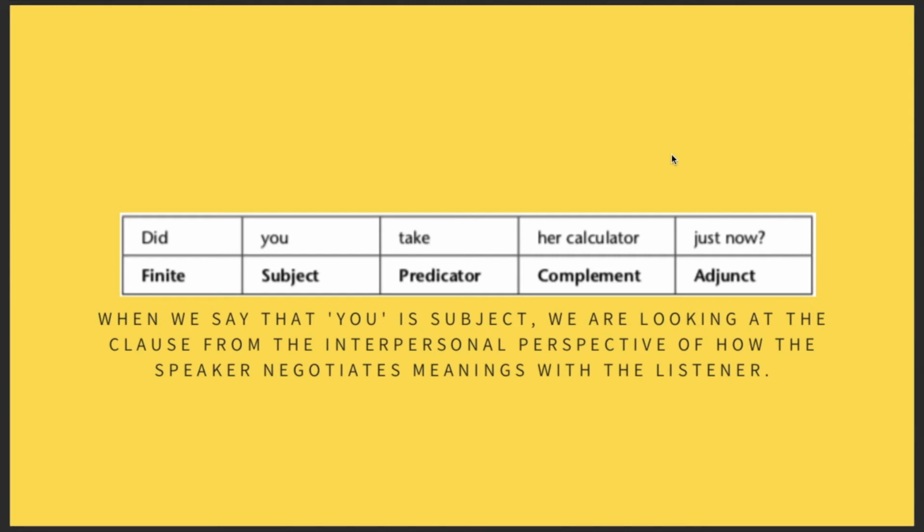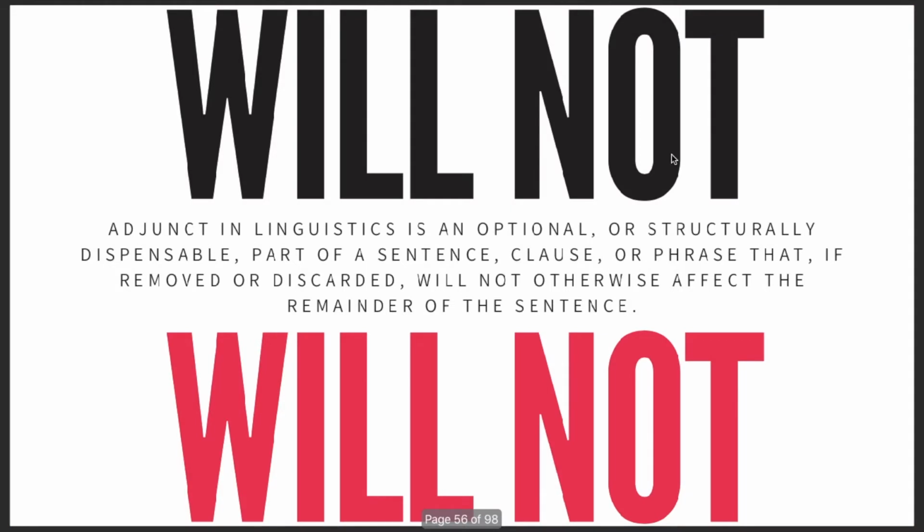We are looking at the clause from the interpersonal perspective of how the speaker negotiates meanings with the listener. Since this now involves a particular entity, a different entity excluding you, we are using these grammatical functions as to how we try to fulfill the conversational needs, particularly on how we negotiate meanings. So next is adjunct. This is just a further articulation of what an adjunct is.